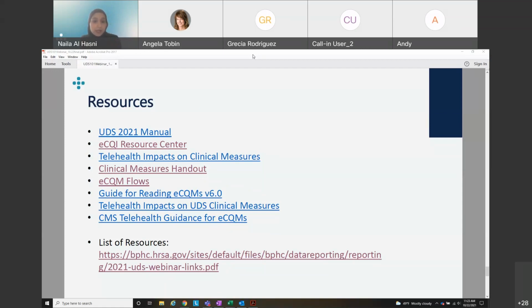And then we have the guide for reading ECQMs resource, the latest updated version for that. And then we have the telehealth resource as it relates to the UDS clinical measure reporting. We have the CMS telehealth guidance for ECQMs linked here. And then the final list of resources includes all of the resources linked to reporting, including table 6A codes that were mentioned earlier, and then all the UDS trainings that came from HRSA, including their webinars that are recorded and linked within that resource.